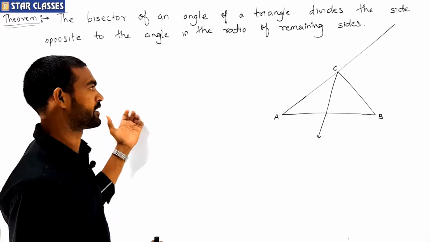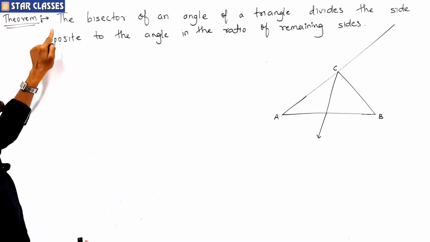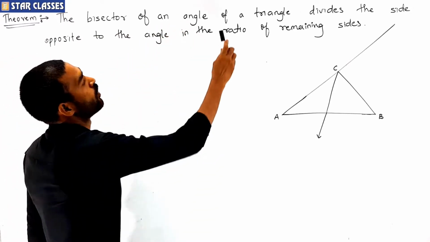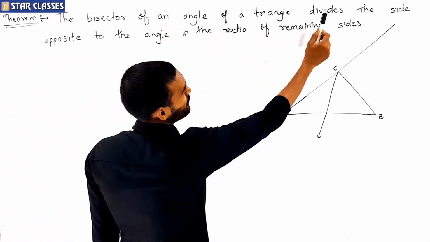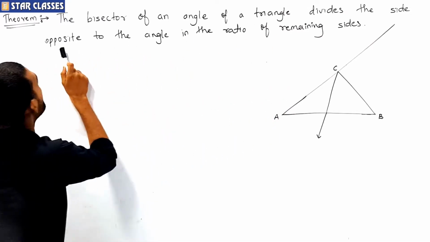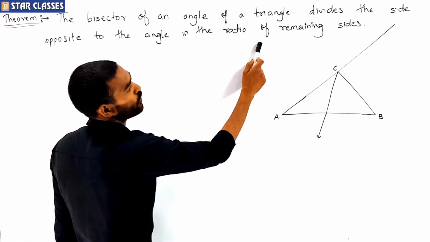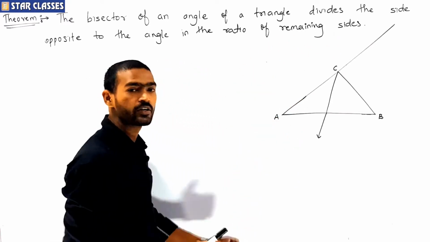Let's see what is the theorem. The theorem says the bisector of an angle of a triangle divides the side opposite to the angle in the ratio of remaining sides. Now what it means?